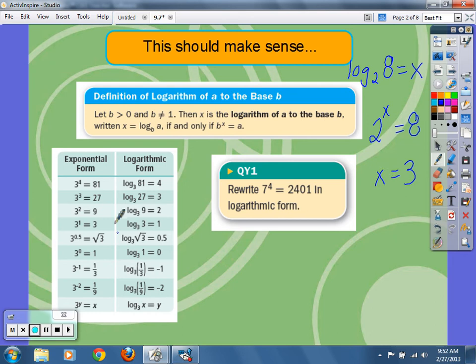Okay? Here is a chart that has different ways to write some of these. We're talking about base 3 logarithms here. It doesn't have to be base 3. It could be any base you want.